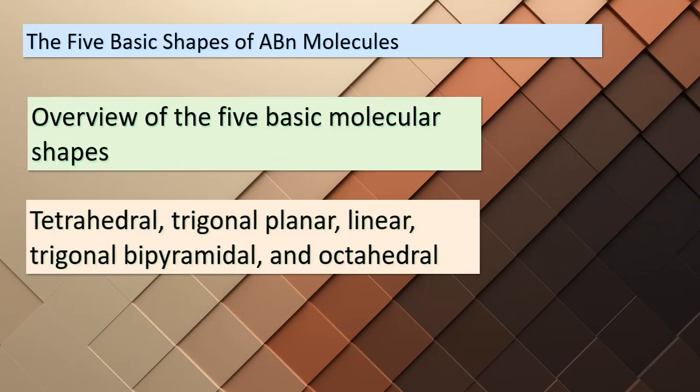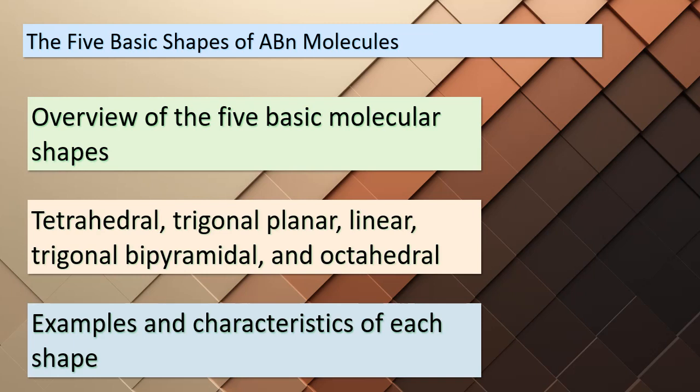Greetings, curious minds. Here's where the excitement escalates. We're about to dive into the heart of molecular geometry by exploring the 5 fundamental shapes that ABn molecules can adopt. These shapes are the building blocks of molecular arrangements, and they are tetrahedral, trigonal planar, linear, trigonal bipyramidal, and octahedral. Each of these shapes has distinct characteristics that stem from the arrangement of valence electron pairs around the central atom.